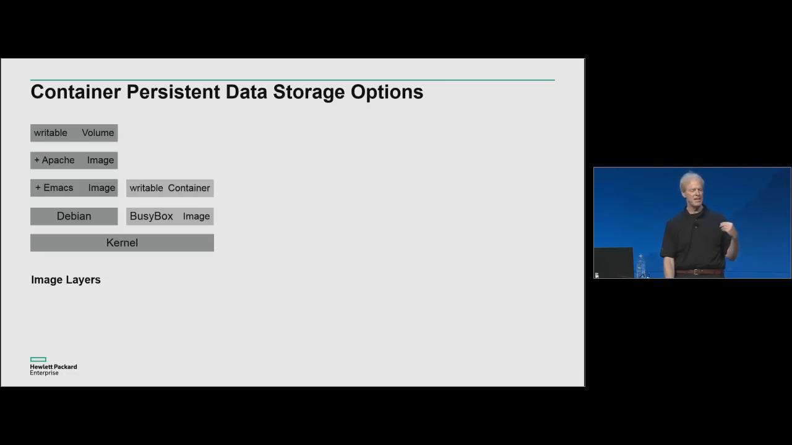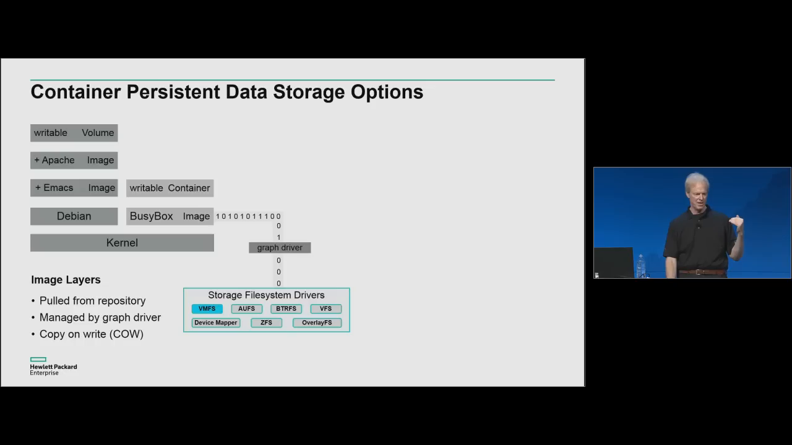Essentially, when a container starts up, it has these stacked layers, these image layers. These are pulled from a repository. They're managed by the graph driver, which is part of the container engine or the Docker engine. This slide, by the way, applies to Docker, which is predominantly what you're going to see, but there are other container engines. All these layers are copy on write. You can extend the file system domain by adding file system drivers, and there's a lot of those drivers available.